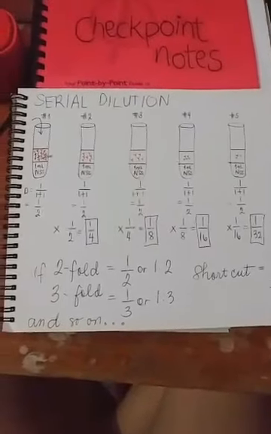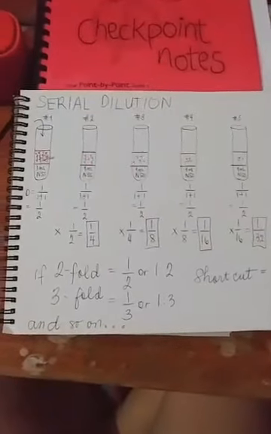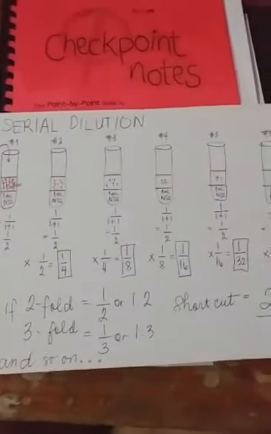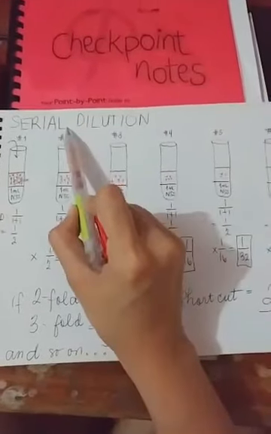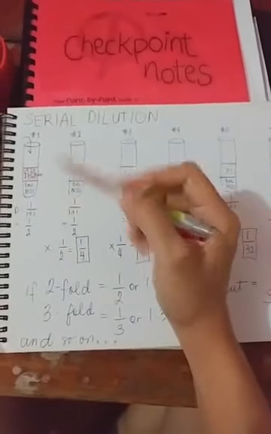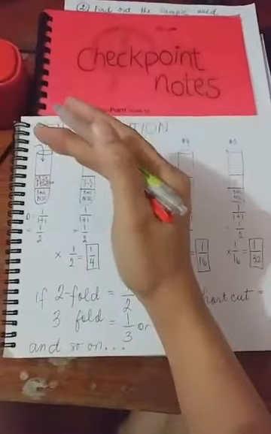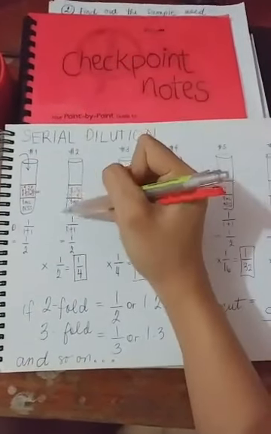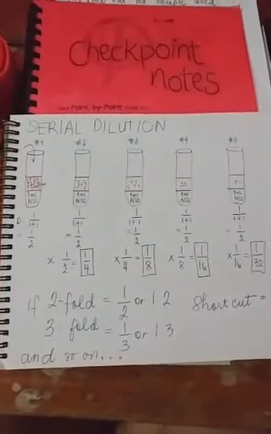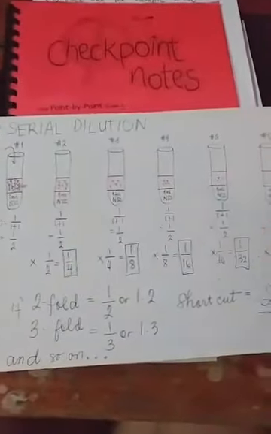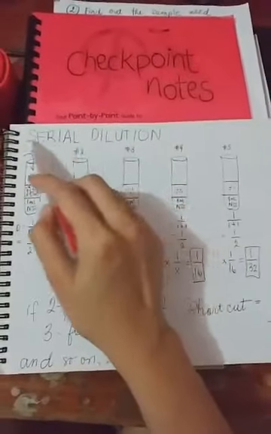Sabi natin kanina, ang ating serial dilution, ang pinagkaiba lang niya sa ating compound dilution is the dilution factor. Kapag sinabi mong serial dilution, you use a common na dilution factor. Okay? So, in a serial dilution, syempre, when in the word series naman, may series of tubes ka.